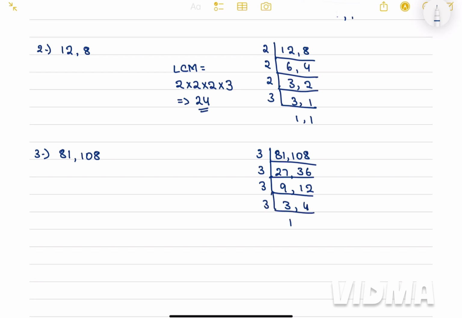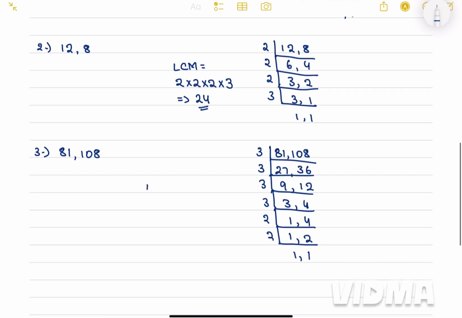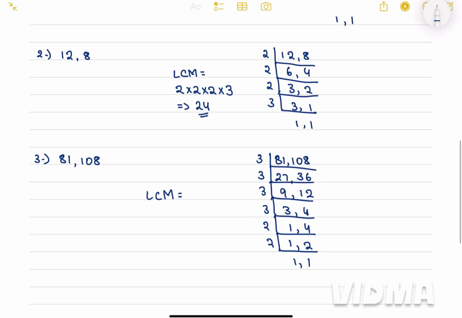But 4 is not divisible by 3. So you just write down 4 there. You don't divide it. You don't do anything else. Now we take 2 again. So this is descending order. Higher number to the lower number. First we take 3. Then we come down to 2. There. So the LCM is equal to 3 into 3 into 3 into 3 into 2 into 2.